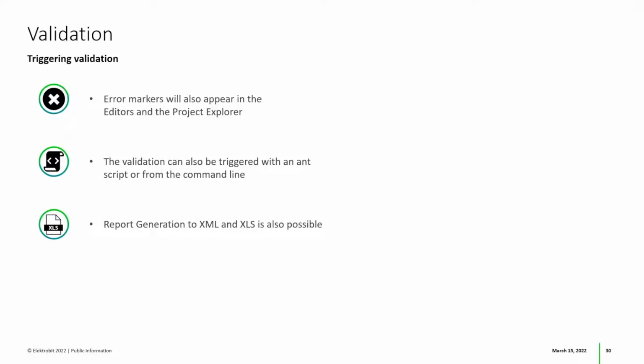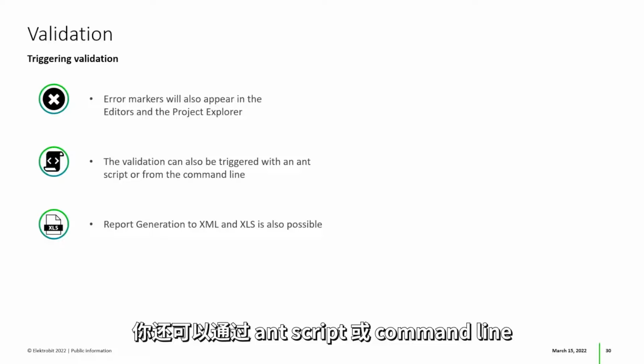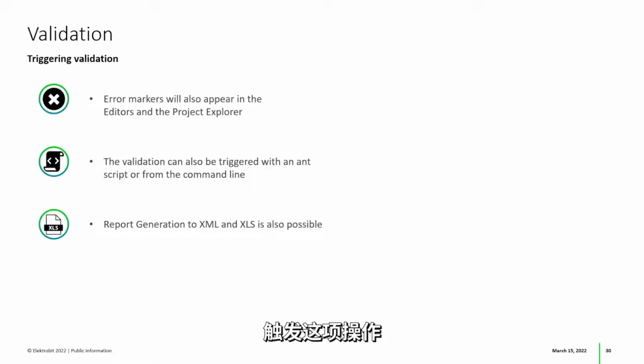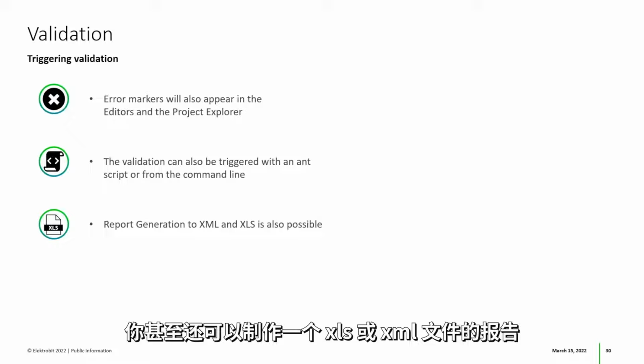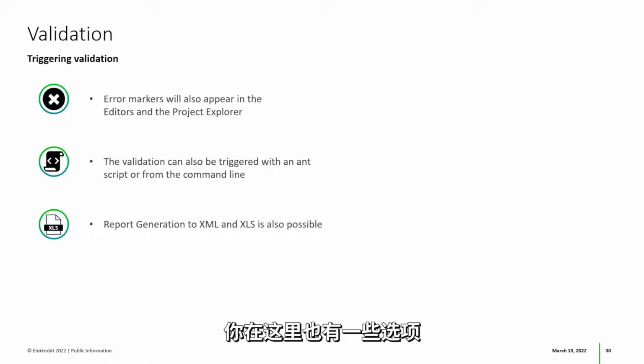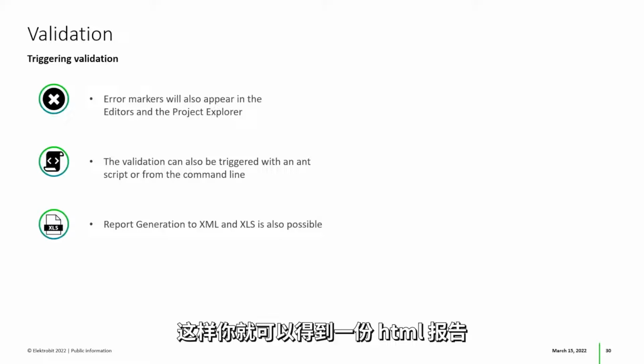to refine on them and to fix them. You can trigger it also with ARN scripts or from command line. There's a command line interface also to the validation where you get the result, and you can even make a report that is an Excel or an XML file. So you have some options also there. The report generation to XML, for example, can also be adapted with a style sheet, and you get an HTML report.